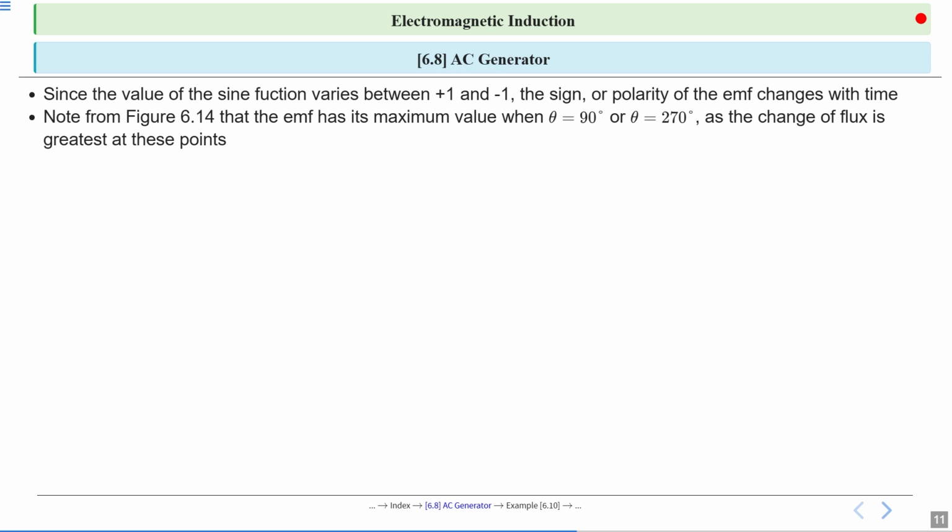This is because the change of flux is greatest at these points, at theta equal to 90 degrees and at theta equal to 270 degrees.